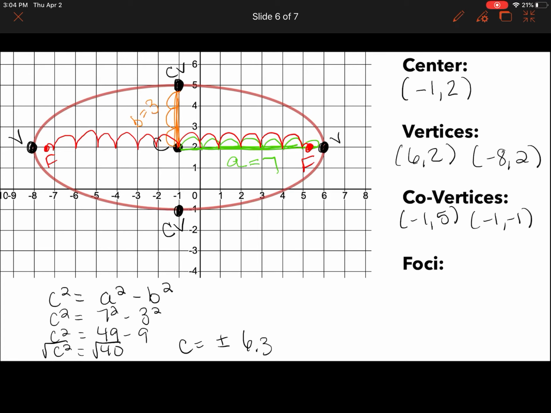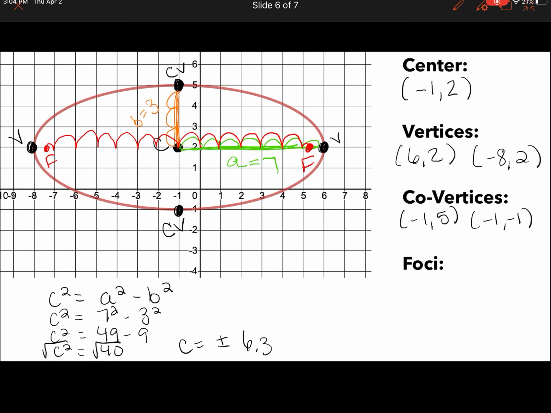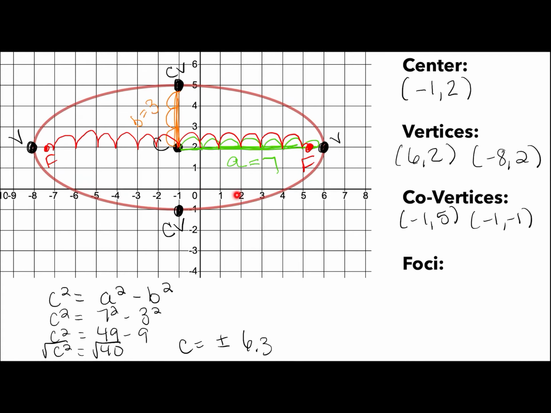So to find those coordinate points, this red point right here is right 5.3, up 2. 5.3, up 2. And then this focus right here is left 7.3, up 2. Left 7.3, up 2.